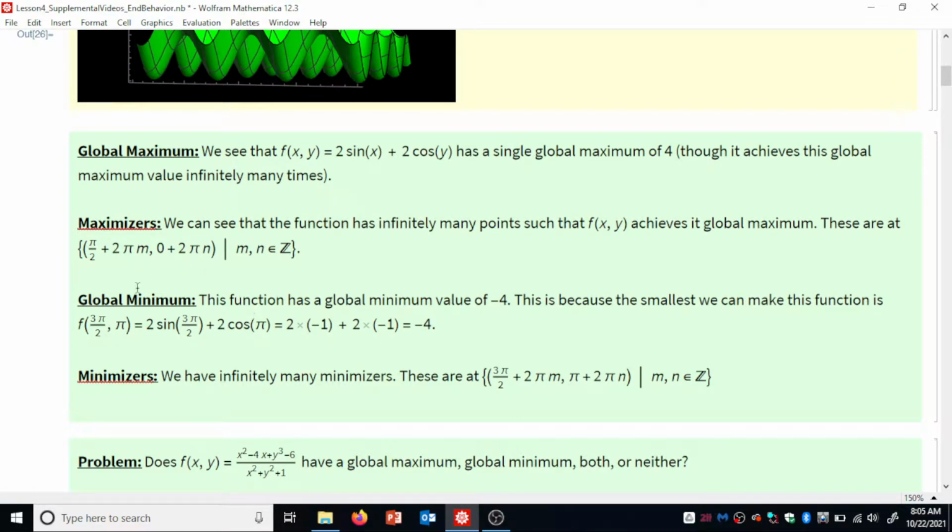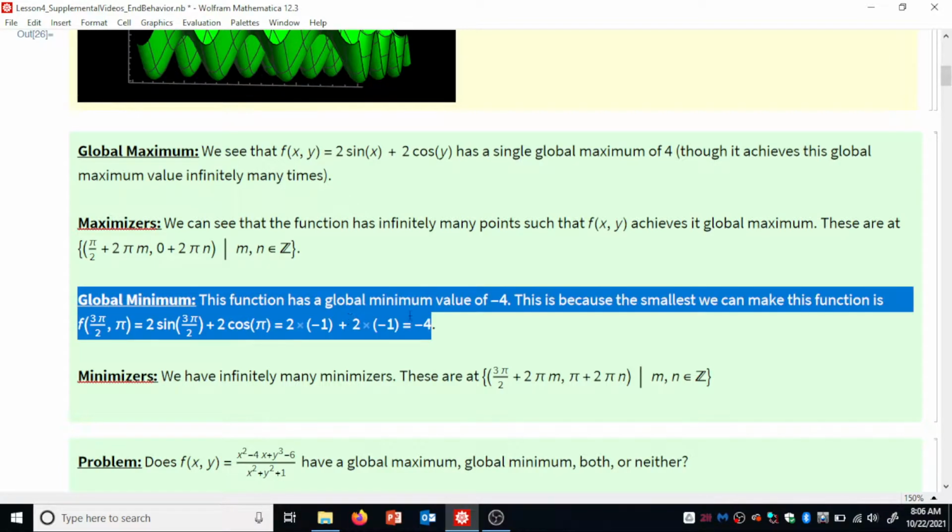Same thing, similar idea for global minima. We could see this right here. This is an ordered pair. When the sines are at pi over 2 plus any multiple of 2 pi, and when the cosines are at 0 plus any multiple of 2 pi, that's infinitely many ordered pairs that when we plug those into f, we achieve this global maximum value of 4. Okay, same idea for global minima.